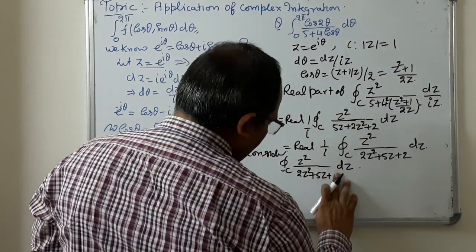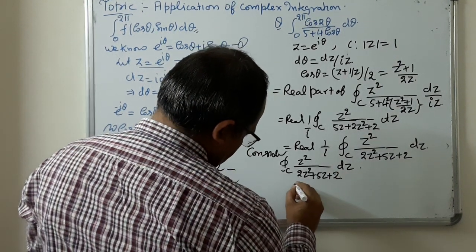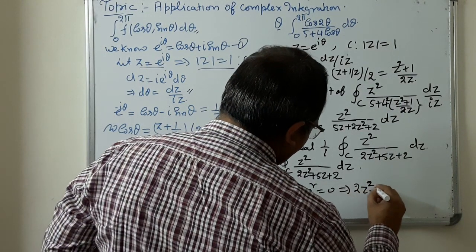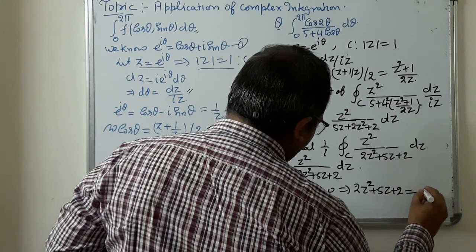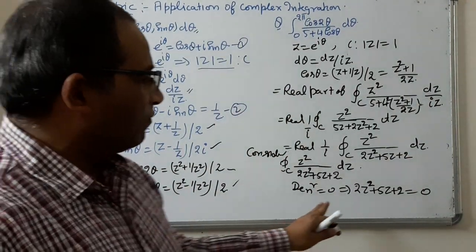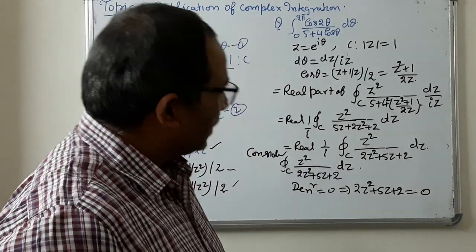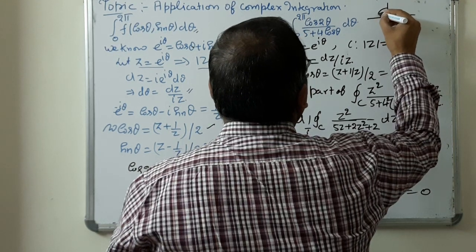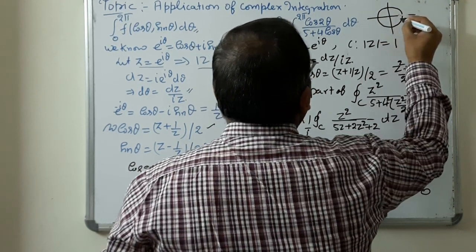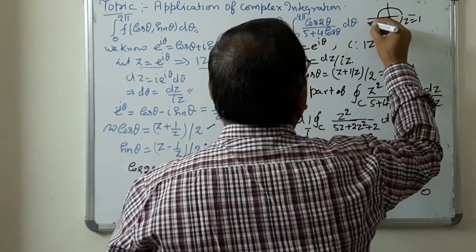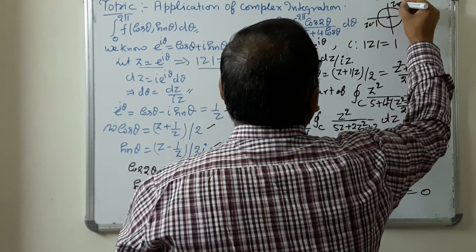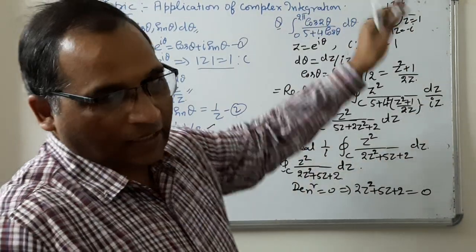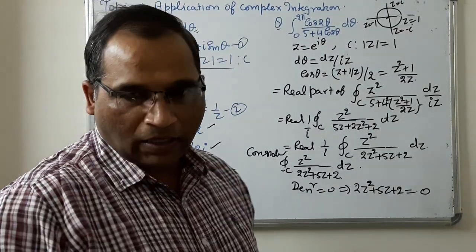So for solving this one, we will write this denominator equal to 0. That means 2z square plus 5z plus 2 equal to 0. We will find out from here the value of z, and then we will see whether that value of z lies in this circle or not. The circle is this one. This is z equal to 0, z equal to 1, this is z equal to minus 1, z equal to i, z equal to minus i. We will find out which singularity lies in this circle, and then using the residue theorem we will find out the answer.